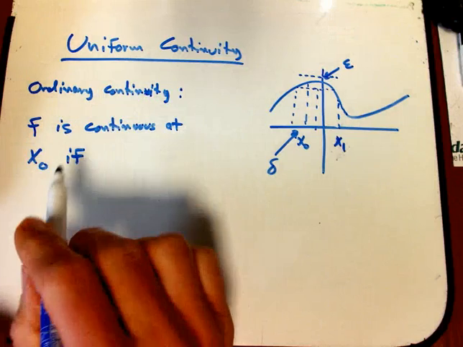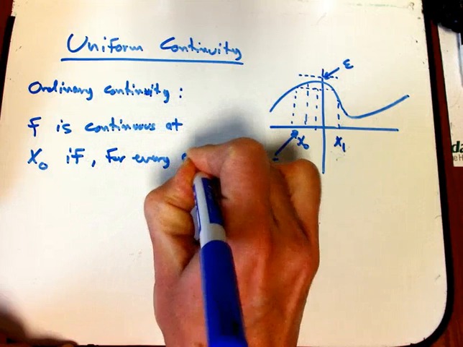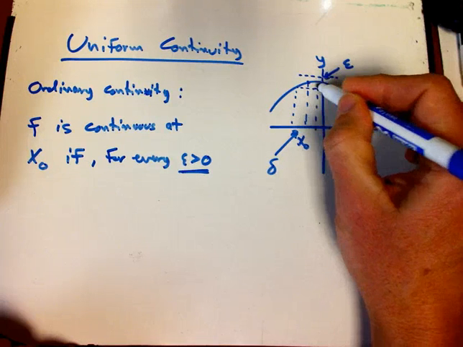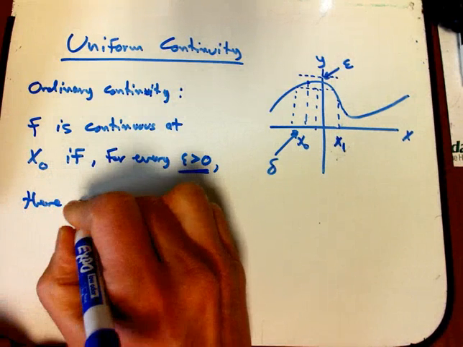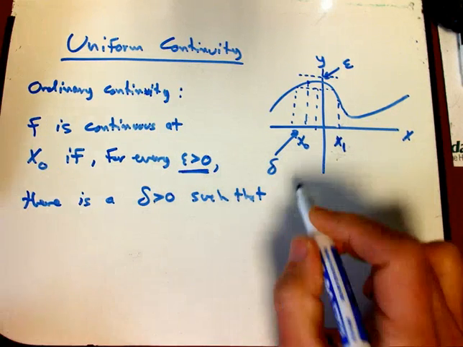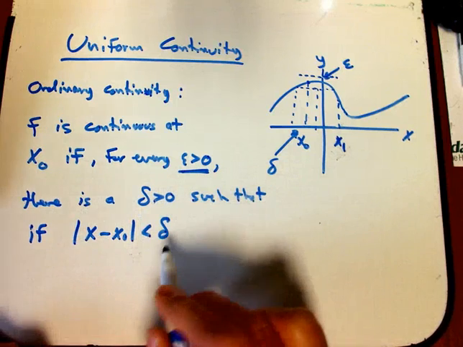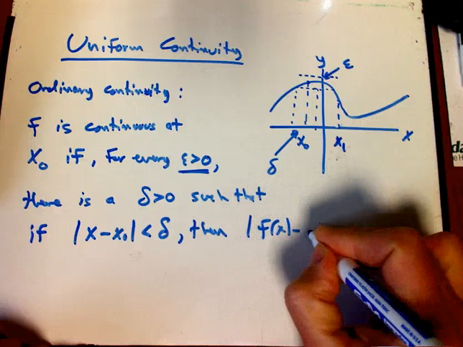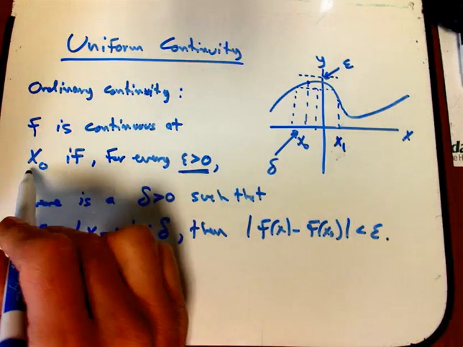Very different from the uniform idea that we were talking about before, and we'll see how it's going to change in a minute. If for every epsilon greater than 0, so every error tolerance in the output, here's x naught, and here's f of x naught, and I say, okay, I'm going to allow you a certain amount of error in the output, and I'm going to challenge you to come up with a delta such that that's going to be an error tolerance in the input, such that whenever x is within delta of x naught, then f of x is within epsilon of f of x naught.